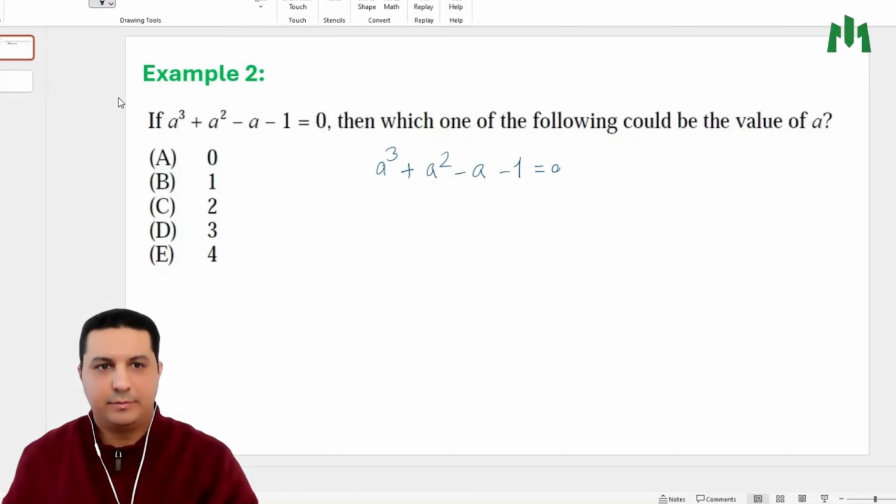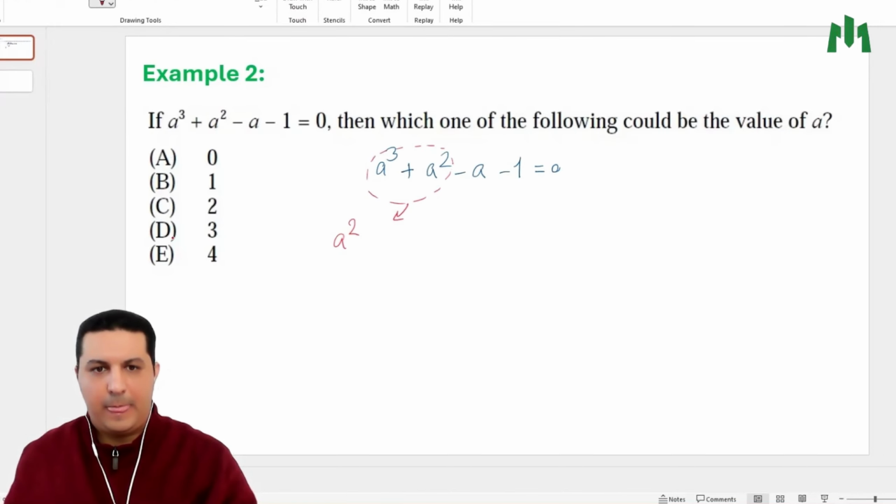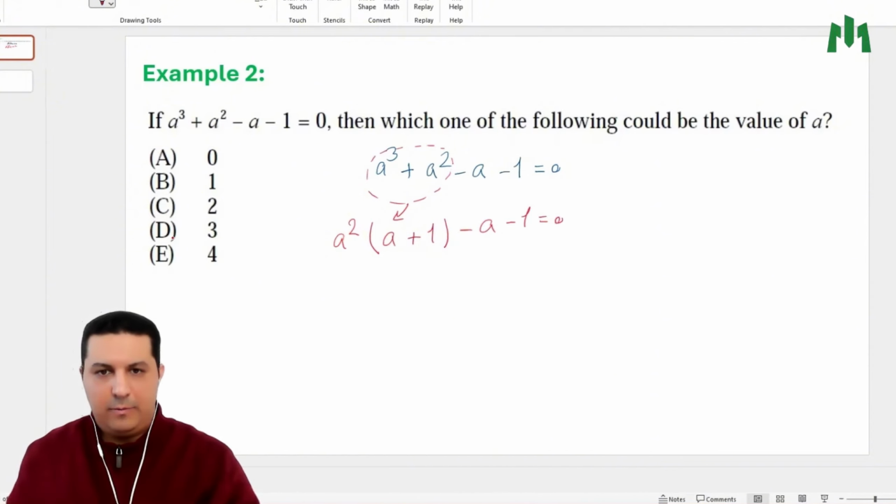So we are going to do this. Look at this part, please. We could get a factor of a^2, okay? And this is a + 1 minus a minus 1 equals 0. And we can make it more simple.